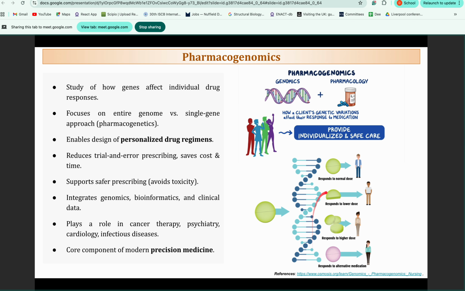A similar thing is mentioned here: this person responds to the normal dose, whereas this person responds to a lower dose based on genetic makeup, whereas this person requires a higher dose, and this particular lady requires an alternative medicine. This medicine might not work on her. So this shows how the genome of each individual can be different, and how they can behave differently to different drugs, and even to the same drug they behave differently.